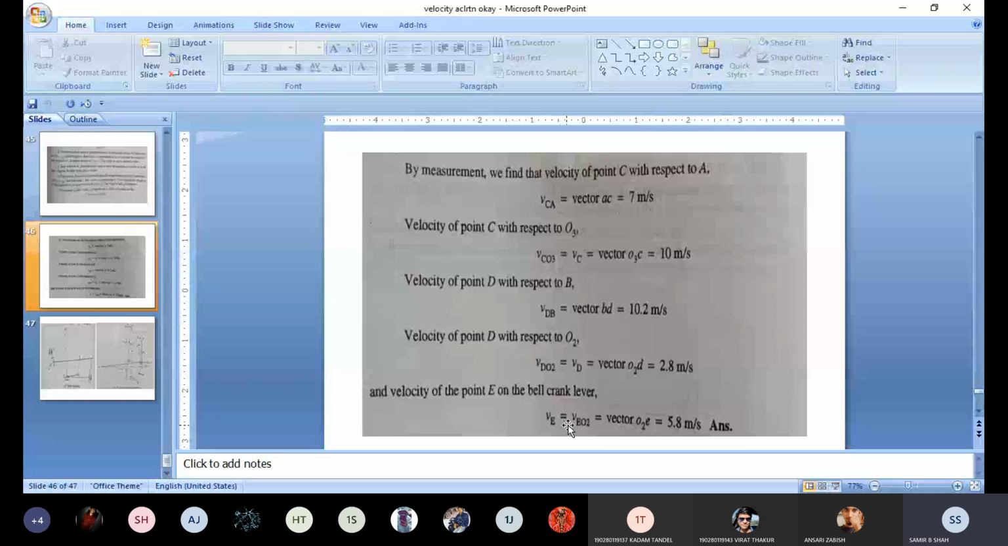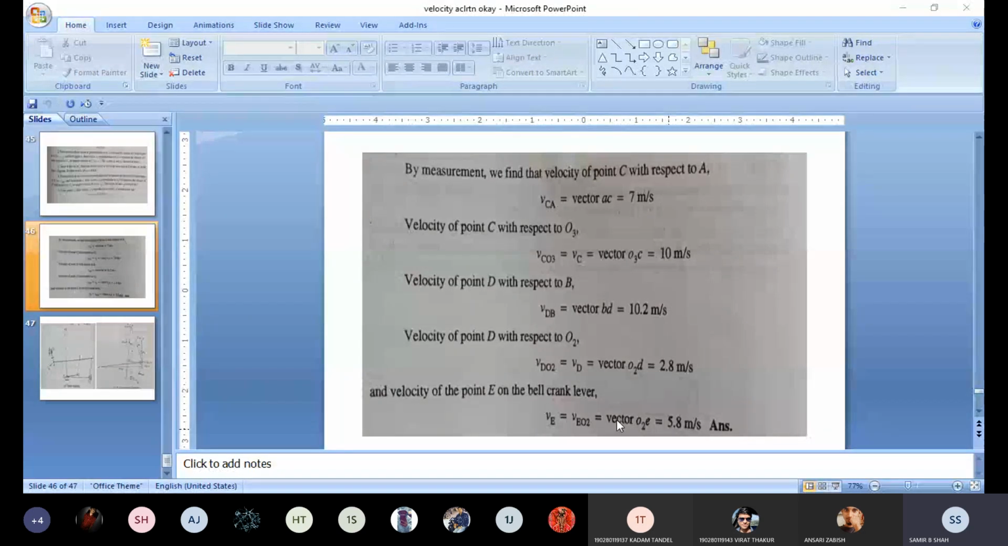And last, the radial part of EO2. Radial EO2 is equal to V square EO2 by O2E. So 5.8 square by 0.4, so we are getting 84.1 meter per second square. These all are the values of the radial parts of all the links, which is important to find.